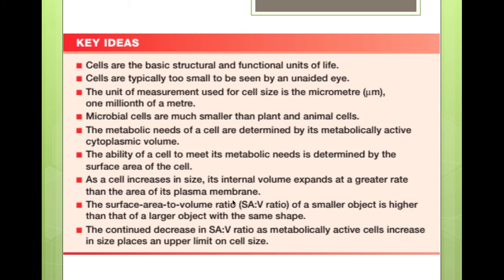And so surface area to volume ratio plays a really important role in determining what the cell can do. The continued decrease in surface area to volume ratio as size increases reaches an upper limit on the cell. That is, the cell can no longer function beyond a certain point. Okay, those are the key ideas that we've just covered. Go ahead, go back over and read over the chapter to make sure you understand what it's looking at.